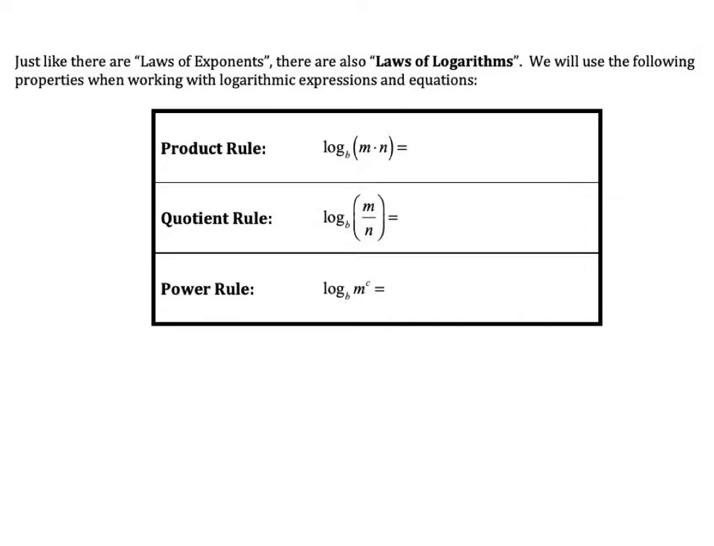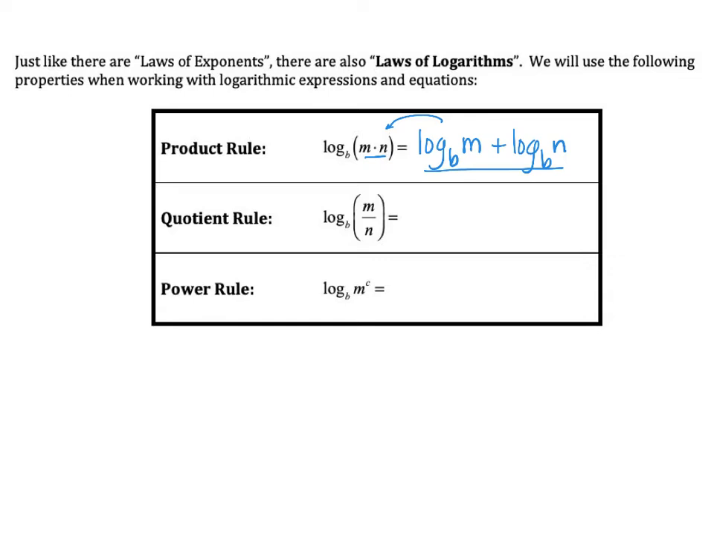Okay, so from that investigation, you should have discovered the product rule, the quotient rule, and the power rule. The product rule says if you have log with a base of b, any base, and you have two things multiplied together, you can separate that as log base b of m plus log base b of n. Or if you had this right-hand side, two logs with the same base, and you're adding them together, how can you put them together? You could go backwards and put them together by multiplying m times n.